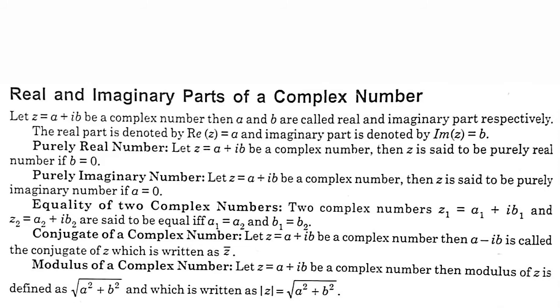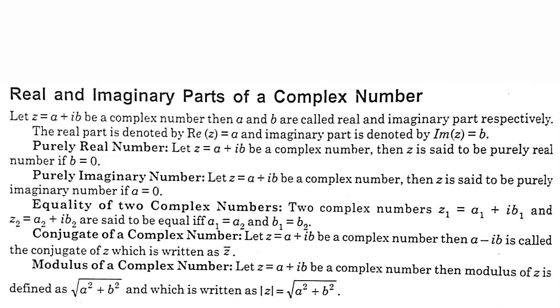Real and imaginary parts of complex number. Let z is equal to a plus ib be a complex number, and a and b are called the real and imaginary parts respectively. Means a is known as the real part of the complex number and ib is known as the imaginary part. The real part is denoted by Re z, means real part of z is equal to a, and the imaginary part is denoted by Im z, means imaginary part of the complex number is b.